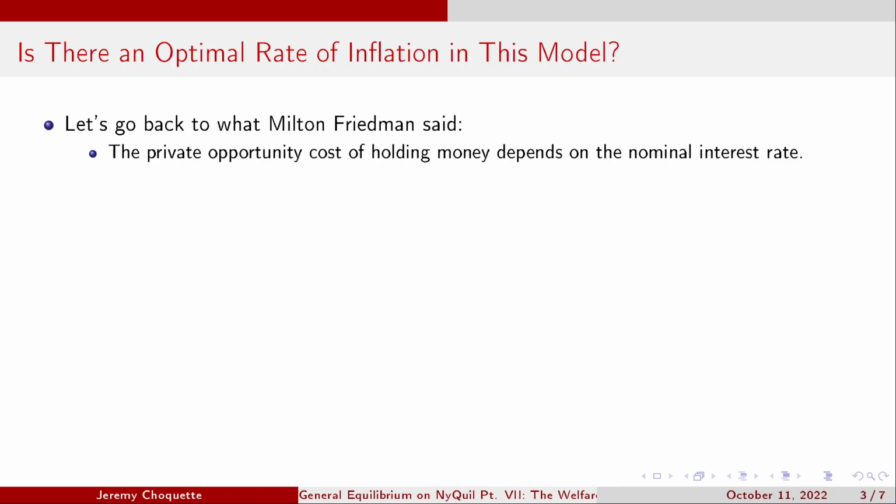So, we're going to go at this one by one. First, let's go back to what Milton Friedman said. And what did Milton Friedman say? Well, he said a lot of really cool things over the years. However, in this case, he said the private opportunity cost of holding money depends on the nominal interest rate.